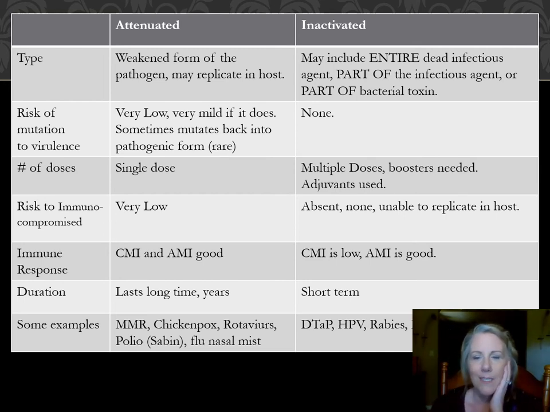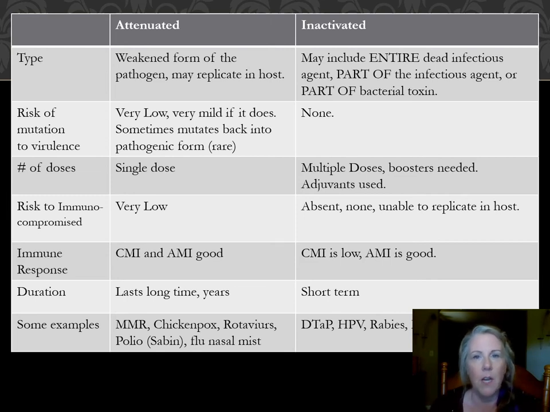Because if we're using dead infectious agents, or parts of infectious agents, like part of a bacterial toxin, and we want to stimulate cell-mediated immunity and antibody-mediated immunity, sometimes it needs a little bit of help. And those adjuvants add a little bit of help. It's a type of substance, a type of molecule that will help stimulate the acquired immunity. For example, some of them are very small doses of aluminum. So a very, very small dose of aluminum goes into that. What we do know is that when given together, it will help to boost your immunity, right? So that's just one example, and they're called adjuvants.